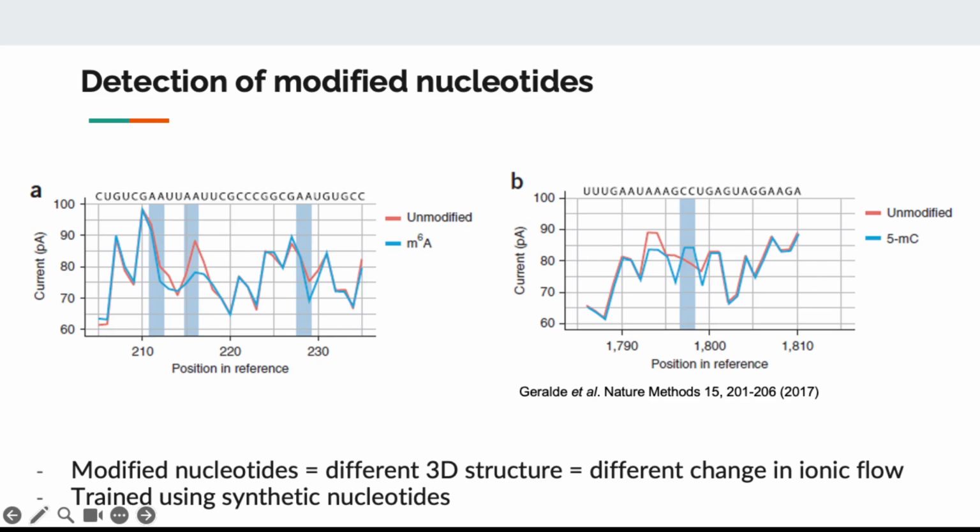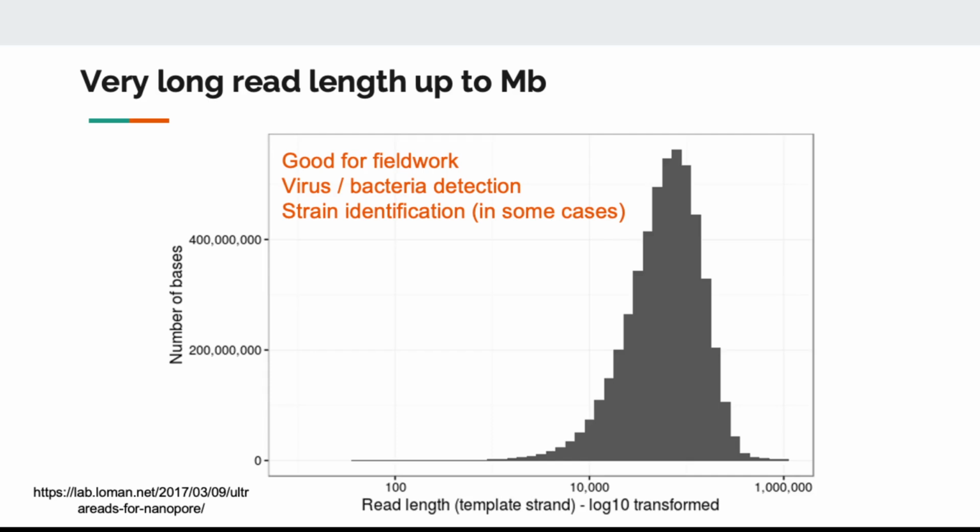Okay. So with both technologies, even though they come from very different concepts, they achieve the same ability. Both are able to read DNA molecules at single molecule level in real time, and they both are able to identify modification on the nucleotide. For nanopore, you can achieve read length up to megabases. So you can sequence basically the whole bacteria and the whole virus in a single read. So it's very good for those applications as well.